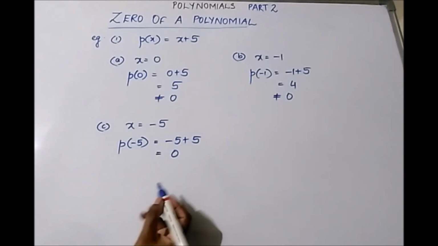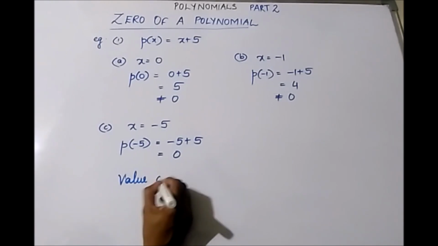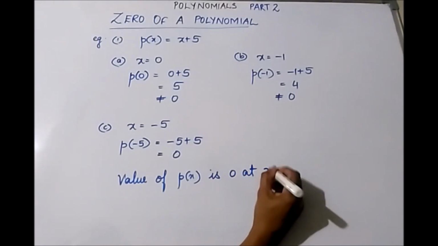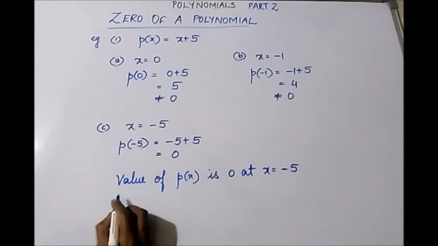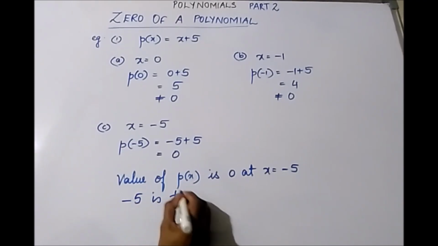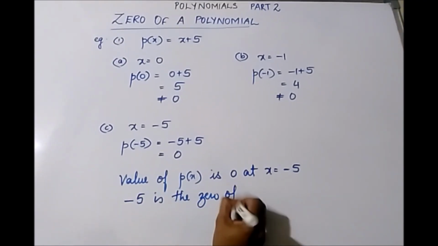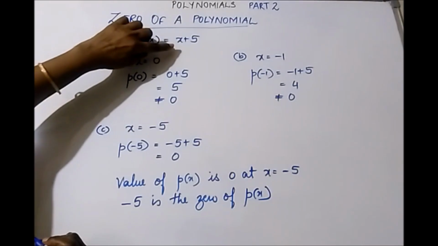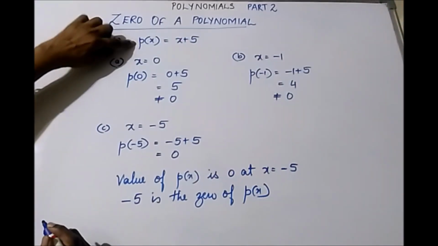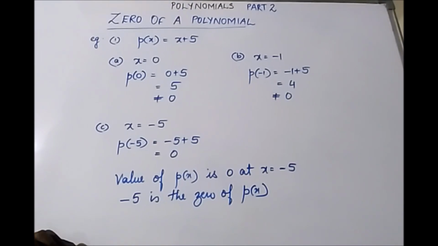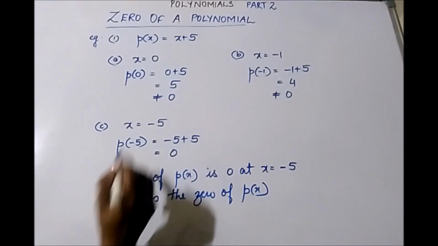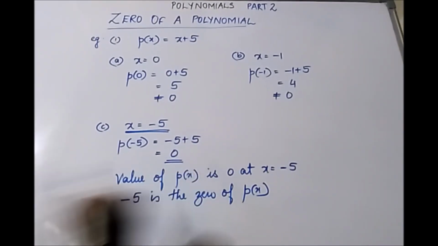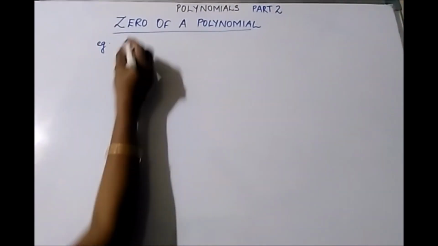Now in this case, we will say that value of the given polynomial is 0 at x equal to minus 5. That is, minus 5 is the 0 of the given polynomial. Hence, what is 0 of a polynomial? That value of the variable that will make the value of the polynomial equal to 0. Once again I am repeating, 0 of the polynomial is that value of the variable which will make the value of the polynomial equal to 0.